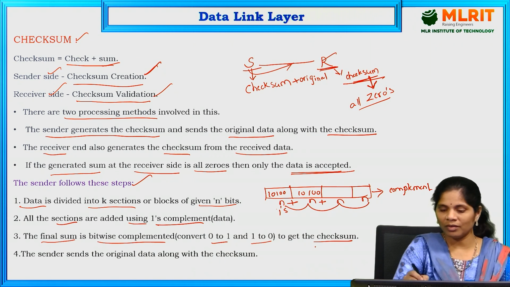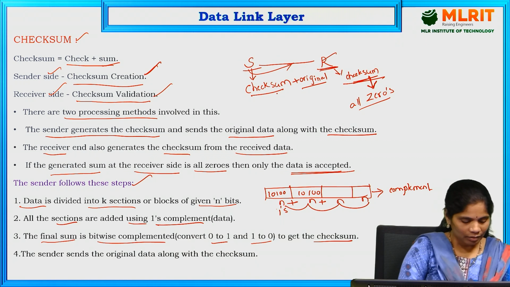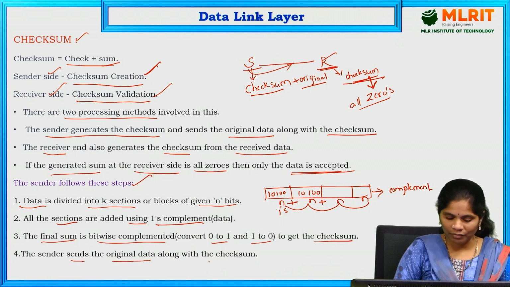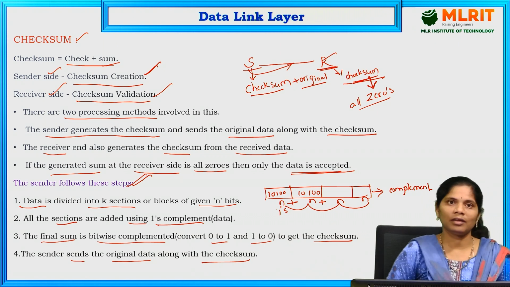To the original data, we add the checksum. The sender sends the original data along with the checksum to the receiver. These are the steps the sender follows.